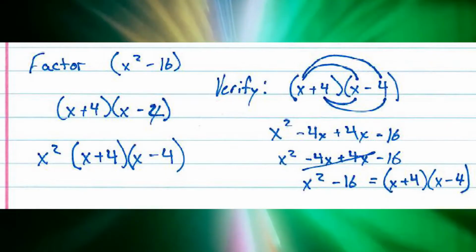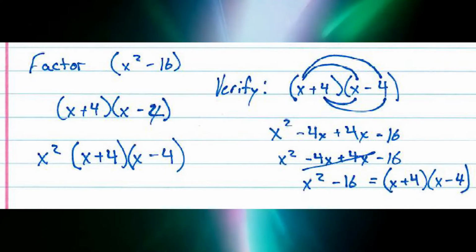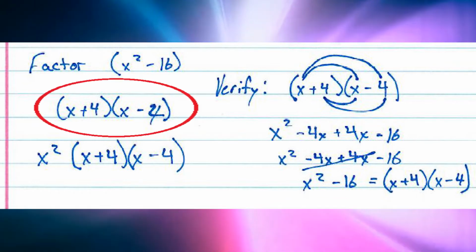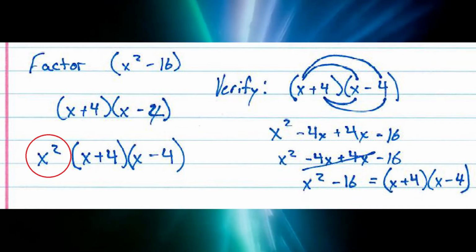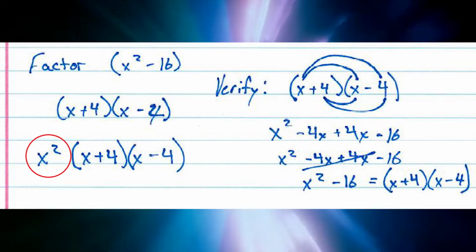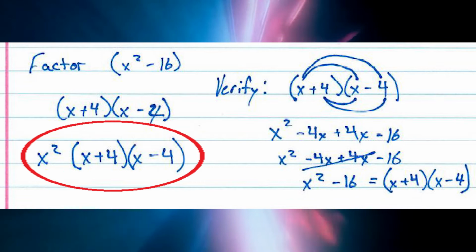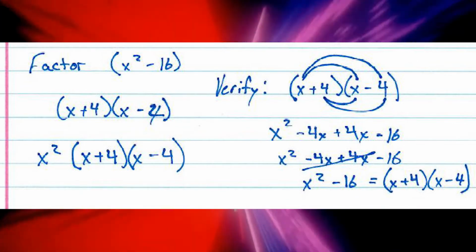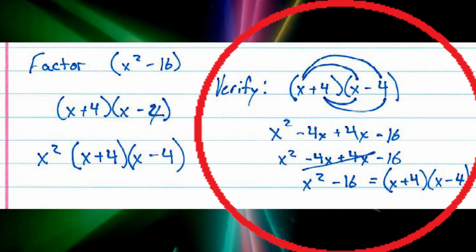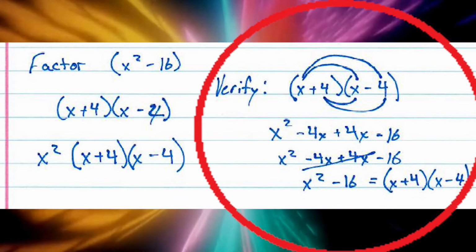Now we just factor what's left inside the parentheses, x squared minus 16, and that gives us x plus 4 times x minus 4. With the x squared that was put outside the parentheses, we have x squared times x plus 4 times x minus 4. Of course, always verify your factoring. Trust but verify.